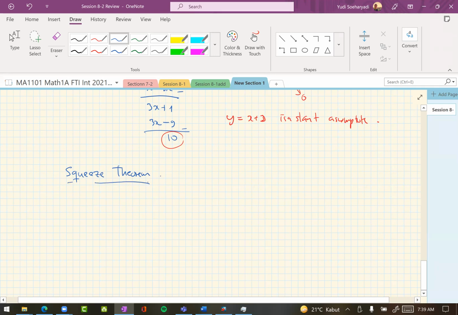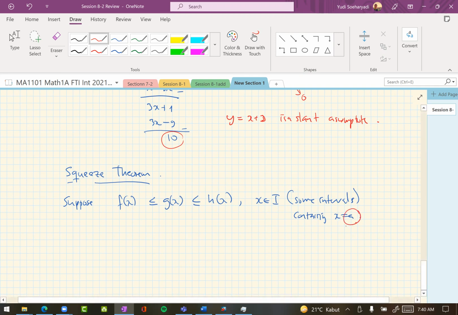All right. Squeeze tells you that if you have, say, three functions, G is squeezed between F and H. Now it is squeezed only in a certain part of the domain, not necessarily in the whole domain, just some intervals, intervals containing the point of our interest, which is A.